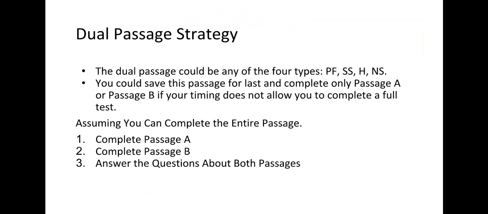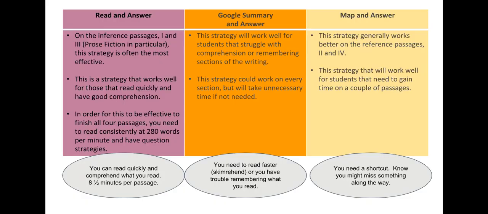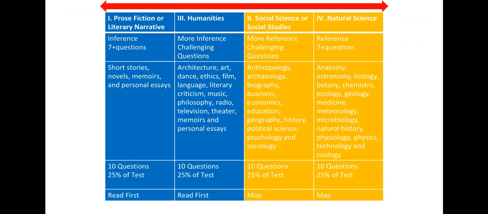I will say on the dual passage, it's kind of a gift from the ACT because not every student is fast enough to finish. In fact, a lot of students are not fast enough, but many students might be able to get through 3 passages, right? Prose fiction, social science, humanities, and they get to skip one. Or some are fast enough for 2.5, or some are fast enough for 3.5. And so if you're only fast enough for, say, 2.5 passages, you save the dual passage for last and do part of it. Or if you're only fast enough for 3.5, save the dual passage for last and do part of it.